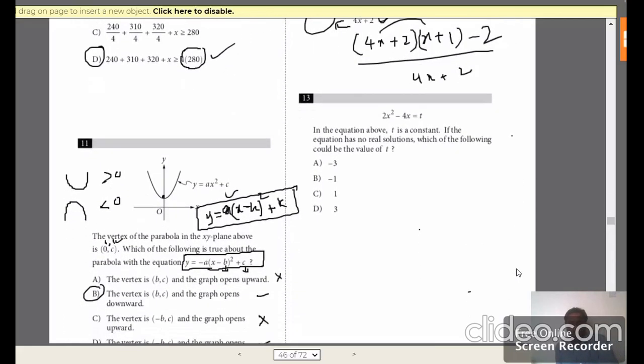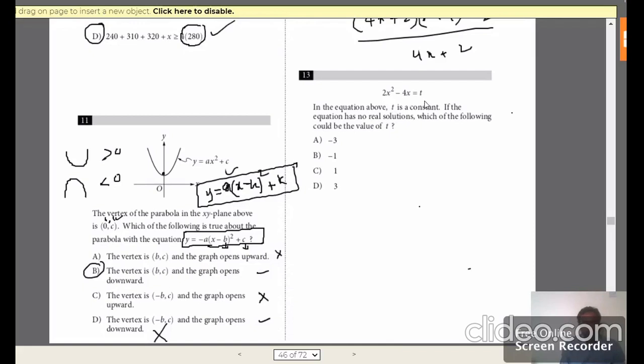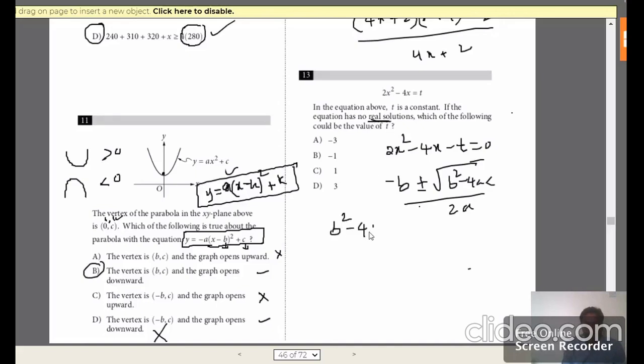Moving on to the next one, 13th one. 2x square minus 4x is equal to t. In the above equation, t is a constant. If the equation has no real solution, which of the following could be the value of t? So it said there is no real solution. So first let us write it in the proper quadratic equation form, 2x square minus 4x minus t. Now we know the quadratic formula, minus b plus or minus under root of b square minus 4ac over 2a. And remember, since the question says no real solution, it means b square minus 4ac is definitely less than 0.